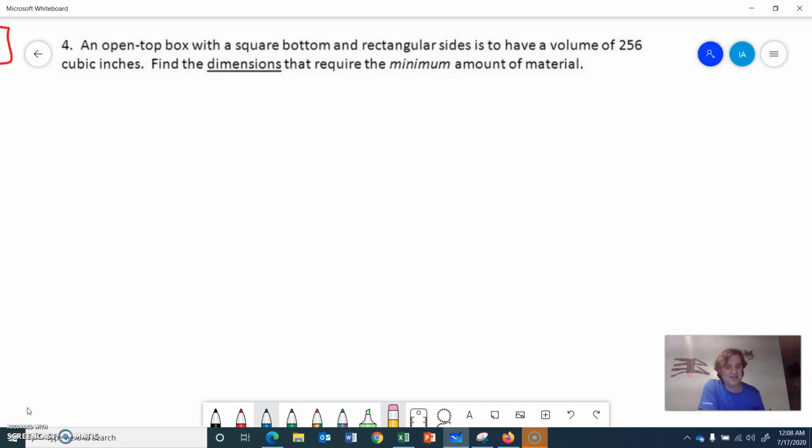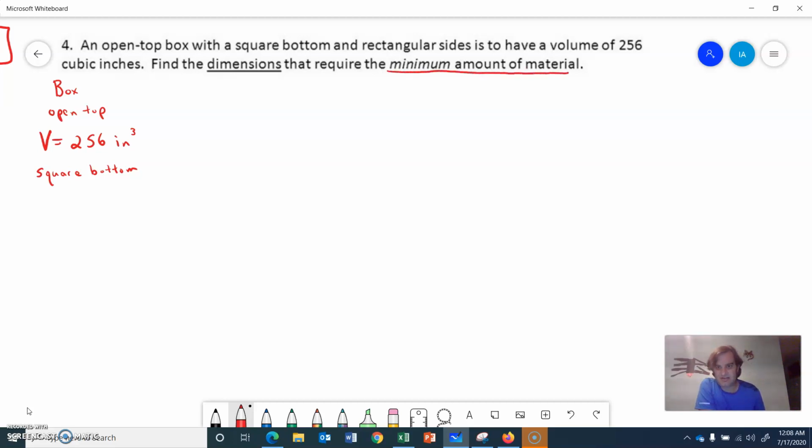So let's just write down the things that we know from this problem. What we know is we have a box, and it says it's open top. It has a volume equal to 256 cubic inches. It has a square bottom. And what it says here is to find the minimum amount of material.